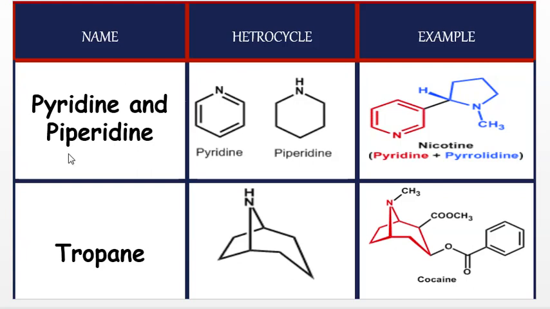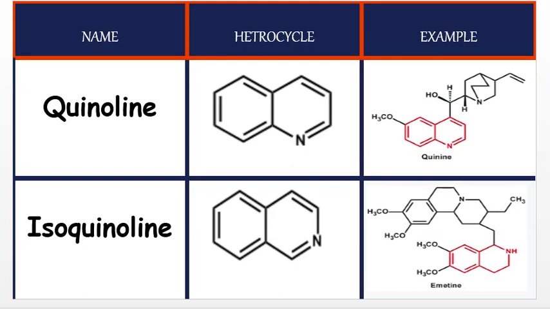Then pyridine and piperidine alkaloids. This is nicotine. The structure of pyridine and piperidine. And cocaine, the tropane alkaloid. Then guanylate alkaloid, this is guanine, and isoguanylate alkaloid. And in all structures you can see that the nitrogen is in this cycle, not outside of the cycle.